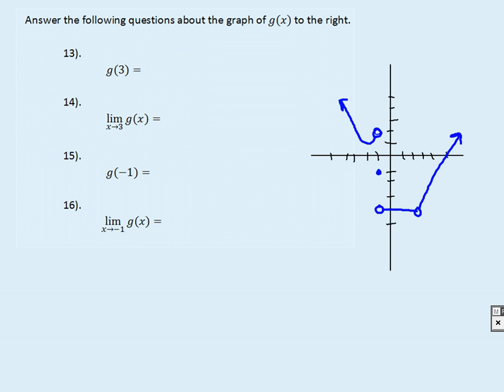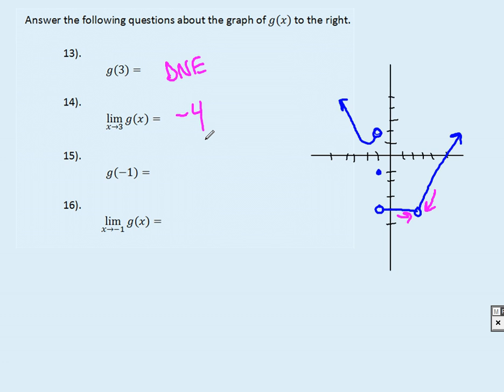Alright, another one. For this one, g of 3. Same idea, I have an open circle, no closed circles anywhere, so g of 3 does not exist. The limit as I approach 3, though, it's approaching the exact same spot. The y value there is -4, so my limit is fine.